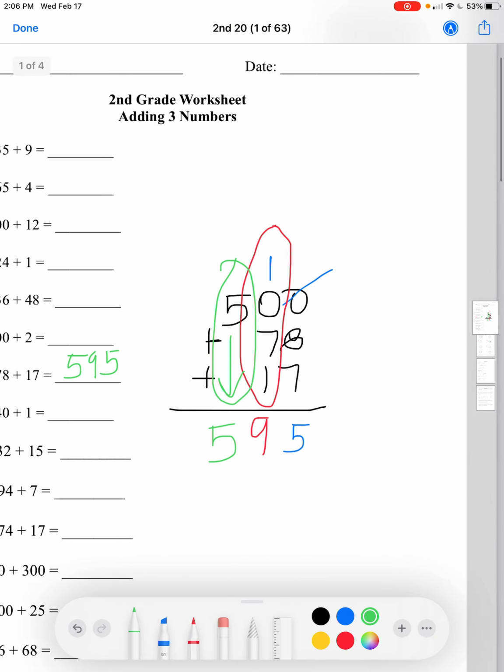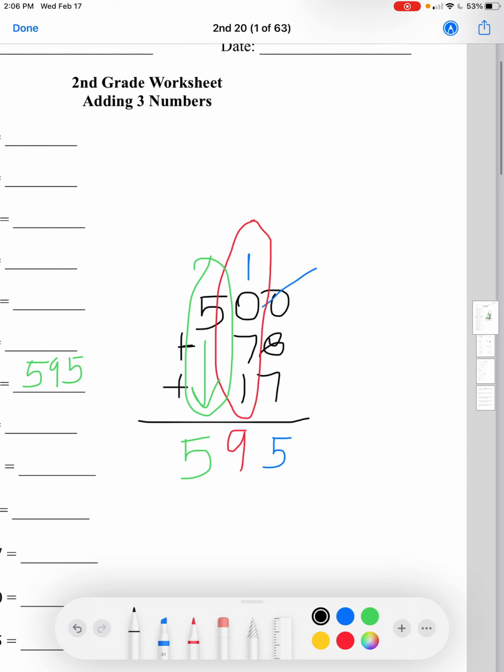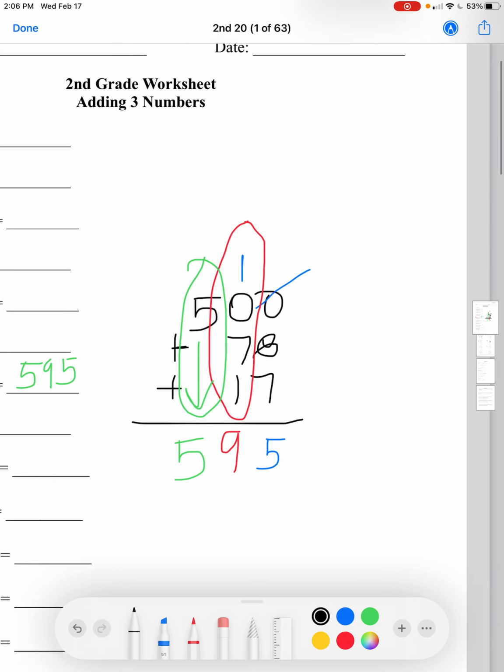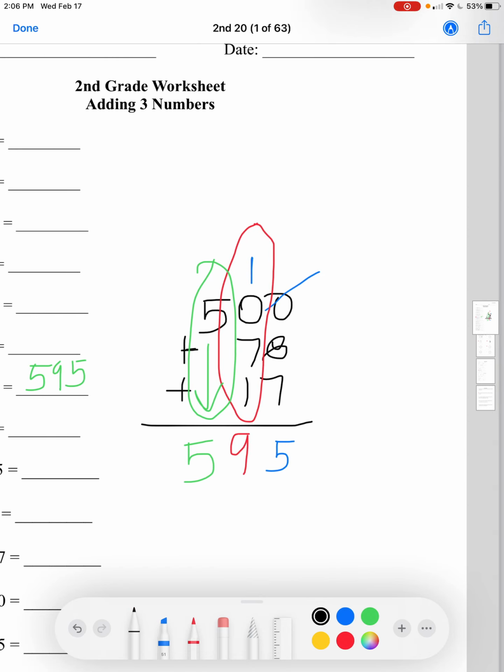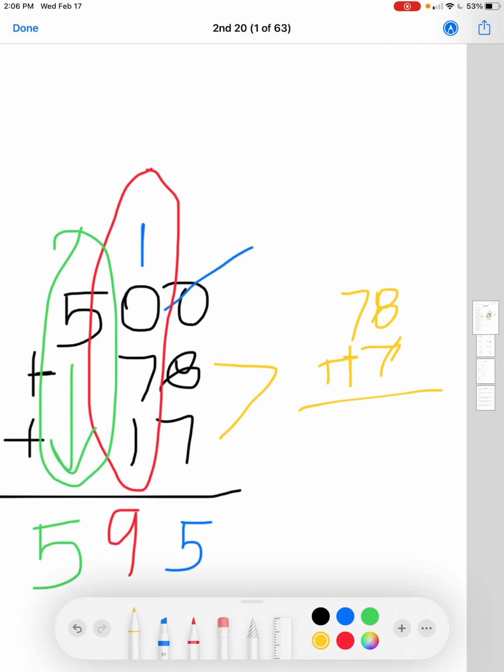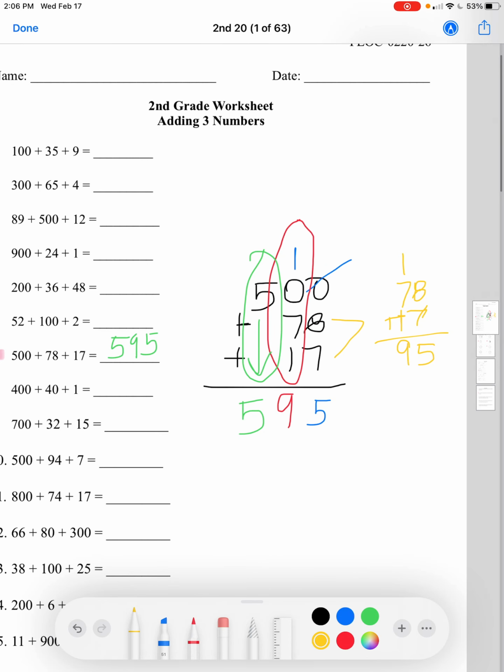But another way you can do this, instead of adding all of these numbers together, you can add 2 of the numbers first and then add that to the last number. So let's try that right now. We'll add these numbers together first. 78 plus 17. Oops. Now we have 8 plus 7, which equals 15. We'll regroup. Now we have 1 plus 7, which equals 8. And 8 plus 1, which equals 9. And then we'll add that to 500.